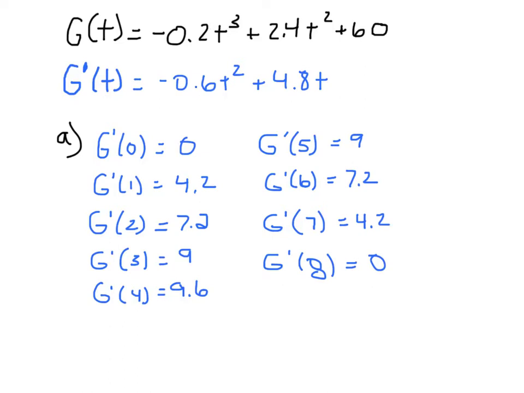Now, remember, this is the rate of change of the gross domestic product. So it starts out in the first year with no change. And then you can see the change is increasing to a point where we're at $9.6 billion per year in 2004. And then it slowly tapers back off until in 2008 our rate of change is 0 again.